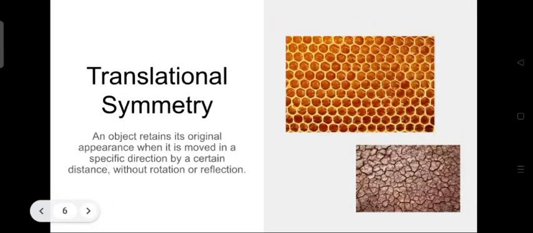Translational symmetry is when an object retains its original appearance when moved a certain distance in a given direction, without rotation or reflection. Honeycomb is a prime example of this, where even if you move around or over it, you will see exactly the same patterns.